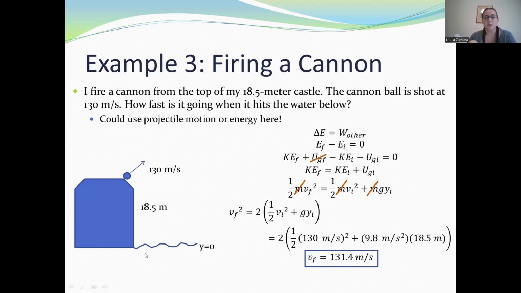Some of that potential energy, or all of that potential energy that it had at the beginning, has turned into kinetic energy by the time it reaches the bottom. So it would make sense that our velocity is a little bit faster if our kinetic energy has been increased. Yes, Victor.